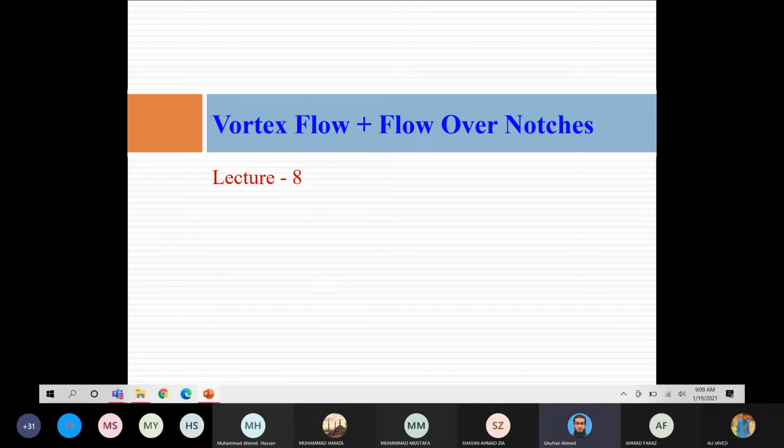Any one of you have heard about the term vortex? What do you mean by vortex? Have you ever heard the name vortex? So it's basically a swirling motion, just like any swirls. So, have you ever seen circular moving fluid?